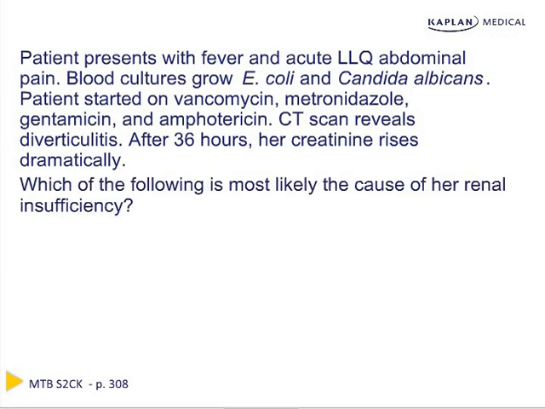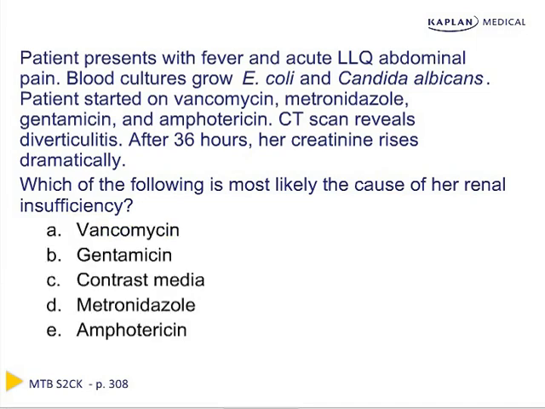So which of the following is the most likely cause of her renal insufficiency? Our answer choices are vancomycin, gentamicin, contrast media, metronidazole, and amphotericin. So this question is actually kind of tricky because this poor lady has been exposed to multiple nephrotoxic agents that could have caused AKI. So when we're given so many answer choices that could cause AKI, how can we tell which one it was?